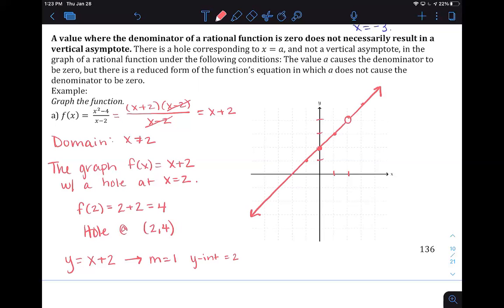Here's the thing. If you graphed this in your graphing calculator, you are not going to see that hole. So you have to understand the concept of the vertical asymptotes and the holes based off of your domain. Any questions?